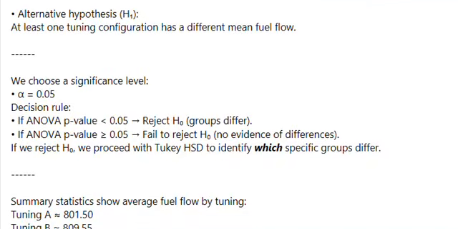Going into the decision criteria here, we use the standard rule, being that if the ANOVA p-value is below the 0.05, we say that tunings are different. If it's above that 0.05, we get to the conclusion that we don't have enough evidence of a difference. If we do find differences, we're gonna use the follow-up test called the Tukey's HSD to figure out which specific tuning differs.